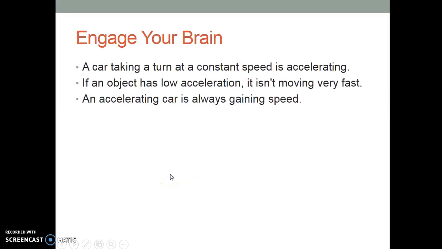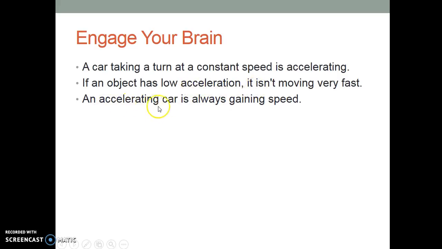Alright, so the first part in your notes is engage your brain. I want you to take a look at these first three statements and decide if they're true or false. Okay, a car taking a turn at a constant speed is accelerating. Tell me if you think it's true or false. If an object has low acceleration, it isn't moving very fast.